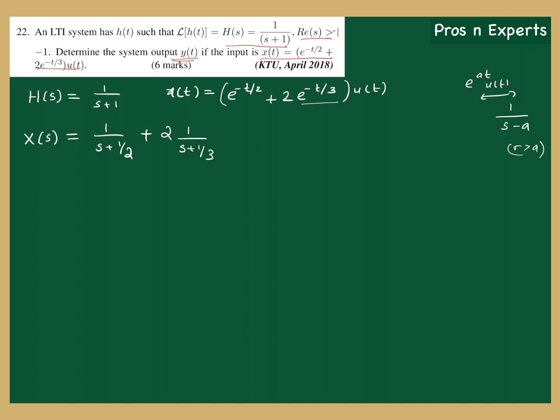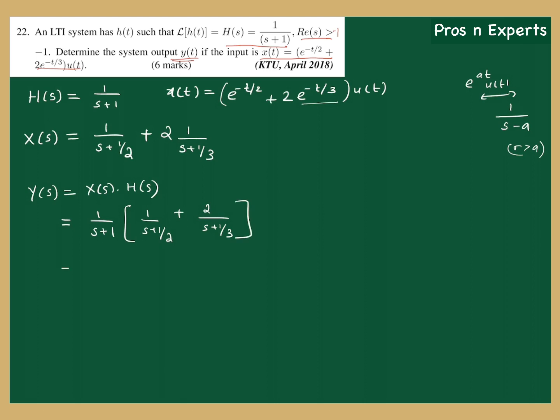Now the question is to find out the output y of t. So what is the procedure? We know Y of s is equal to X of s into H of s, or H of s into X of s. It comes from the convolution property of the Laplace transform. So Y of s is equal to H of s into X of s, which is 1 by s plus 1 into the bracket, 1 by s plus half plus 2 by s plus 1 by 3.